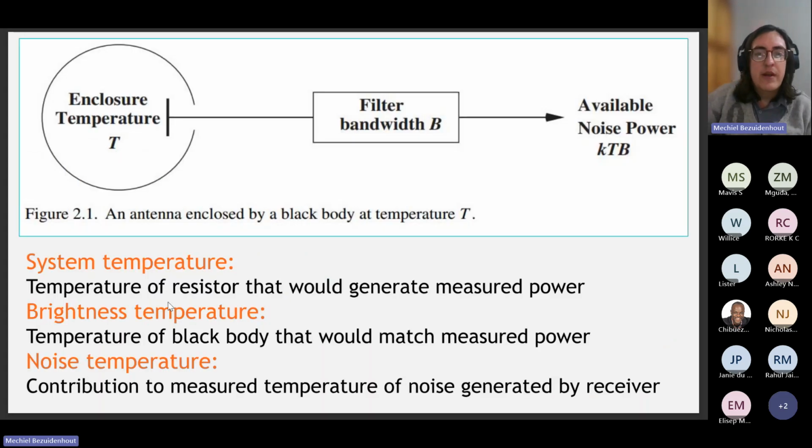So let's talk quickly about that concept of temperature. This diagram shows possibly the most simple depiction of how a radio telescope system works. If you have the receiver of the antenna enclosed together with a black body emitting at temperature T, it takes in a signal with power corresponding to the black body temperature.